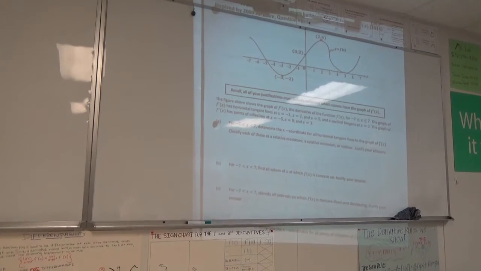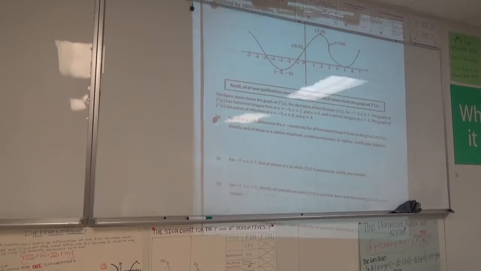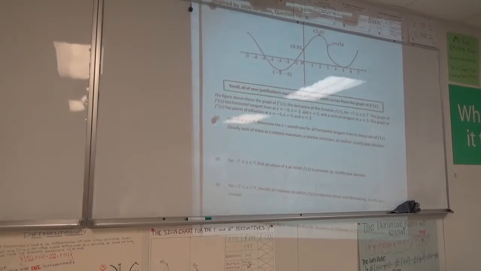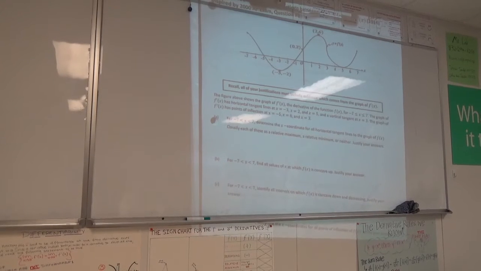Do this problem like you would on Thursday during the quiz. Two minutes completely on your own. You're not talking to anybody. You're not getting help from anybody. Mark this diagram up, make it your own.